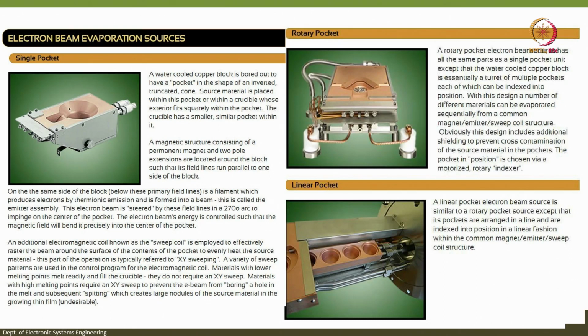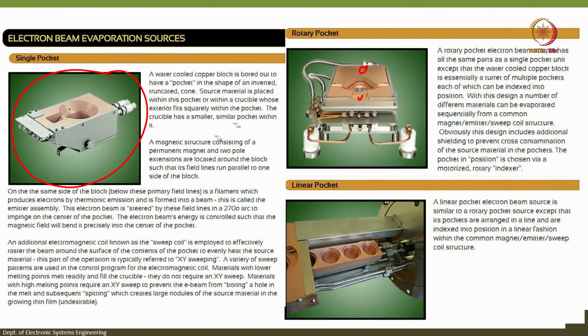So, when you talk about e-beam evaporation, there are e-beam evaporation sources as well. There is a single source where you can only hold one material, then there are rotary pockets, that means you can have 4 different rotary pockets. If the first is exposed, then you can rotate it, then the second will be exposed, then the third and fourth, like this is the rotary mechanism. You can also have linear pockets where you have multiple sources, but linearly they come in the path of the electron beam.